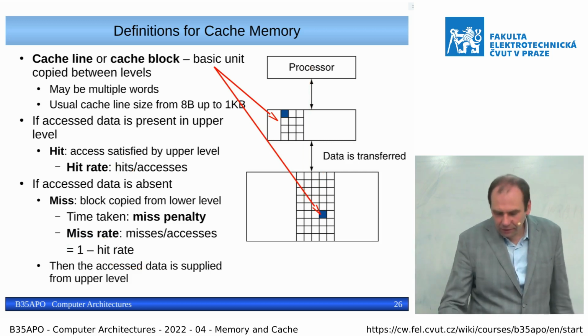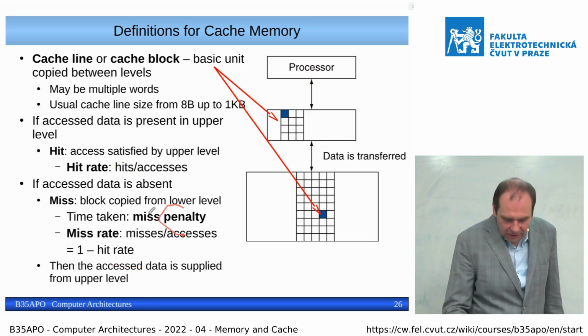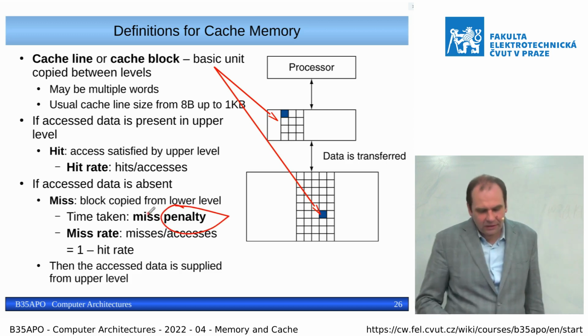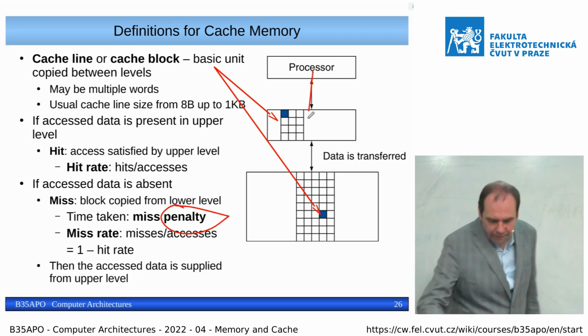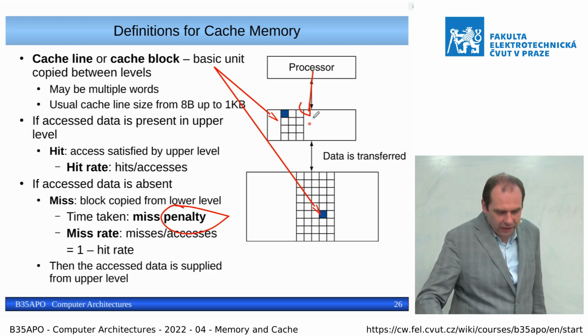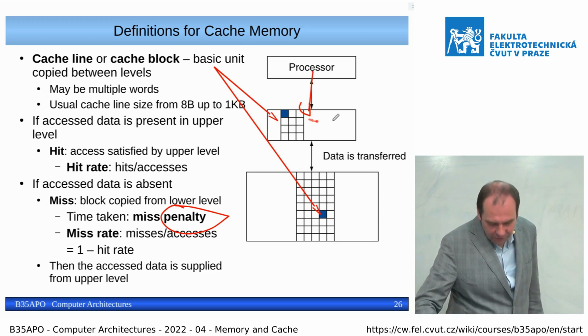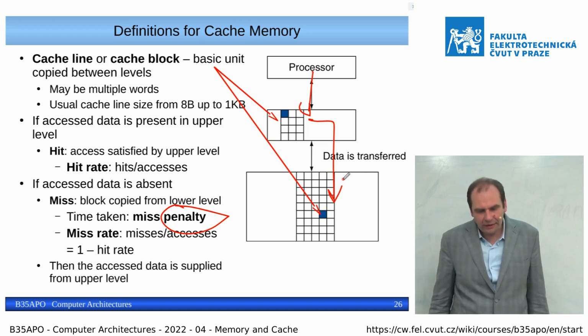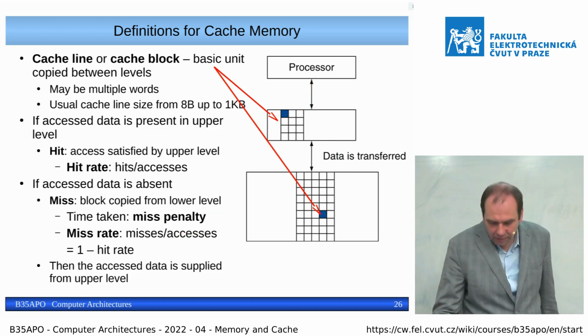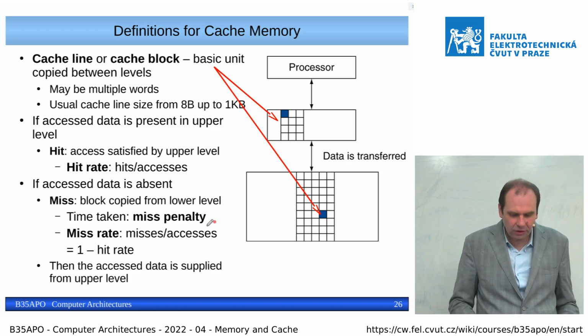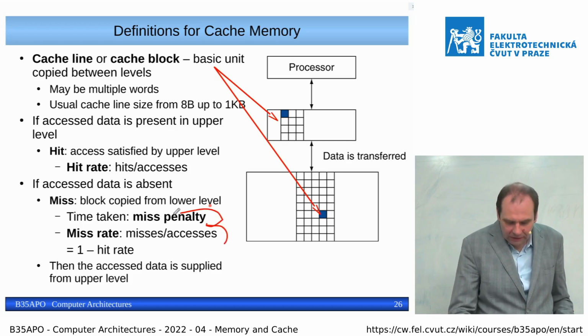And an important parameter is the penalty between access to the fast memory and, if we do not find the data there, access to the actual data in the main memory or the next level of the cache. This is called the miss penalty.